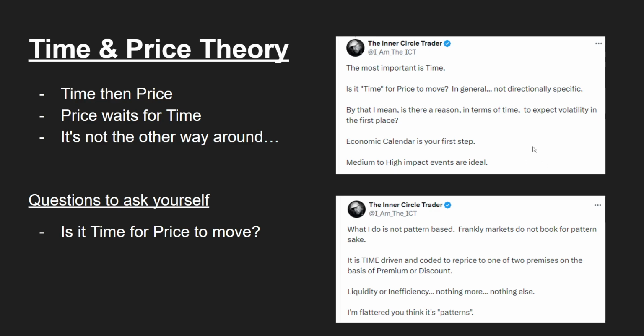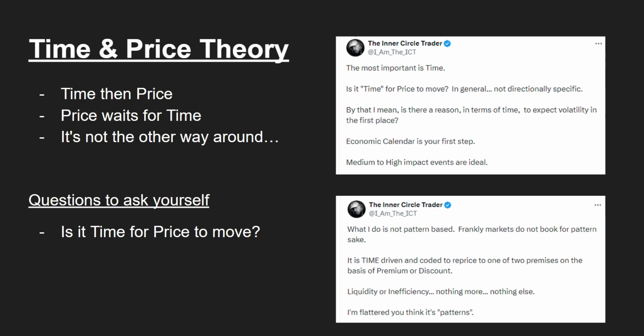You could see in the top right here, ICT tweets, and he says the economic calendar is your first step. So we can use medium to high impact news events. This could be an element of time that you're looking for. You're waiting for these medium to high impact news events to hit the marketplace. You could also use things like 8:30, 9:30 open. These are times where we can expect volatility. There are injections of volatility into the market. So a lot of smart money reversals can occur around those times.